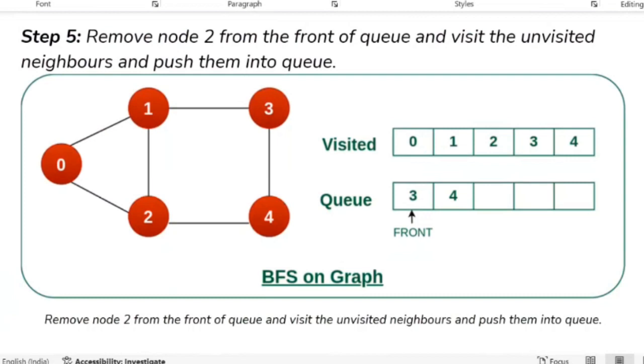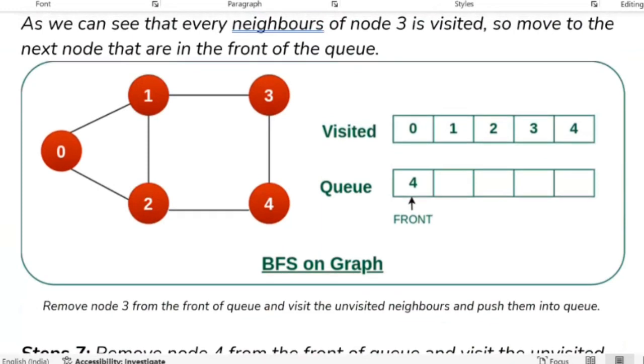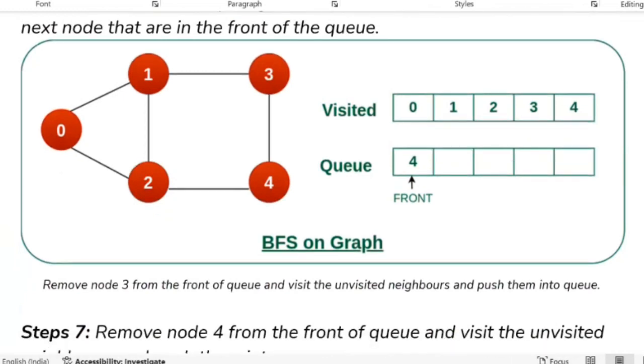Then we ask what are the unvisited neighbors of node 3, because node 3 has neighbors 1 and 4, both already visited. So we just remove the 3. Then we have 4 in the queue, and we see the neighbors of 4, which are 2 and 3, already visited. So we also remove the 4, and we don't have any unvisited nodes.